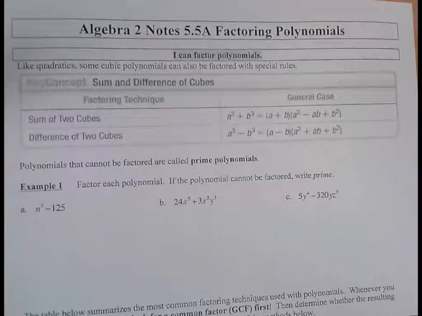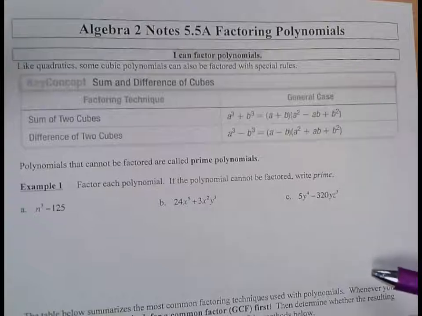5.5. So we start out today, we are factoring, but now factoring polynomials. So we are still using the methods of factoring that we used in Chapter 4 with quadratics, and now applying them to all polynomials. We still will see quadratics in this section. Quadratics are polynomials, so we'll wrap up and use those methods as well.